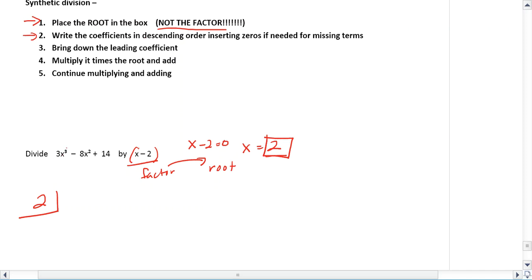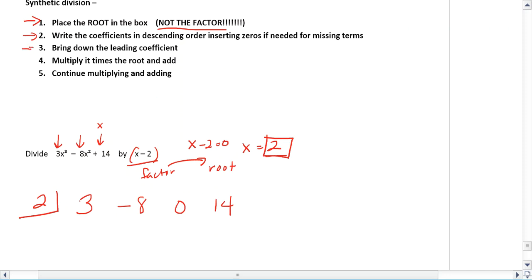So here we do have an x to the third term. The coefficient on that term is a 3, so we pull that out. The next one in descending order would be the x squared, and that coefficient is negative 8. Now I hope you noticed that the x term is missing. There isn't one. So when there isn't one, we assume there's a 0x. So we do have to put the 0 in for the missing term, and then the constant is 14. So now we have completed step 2.